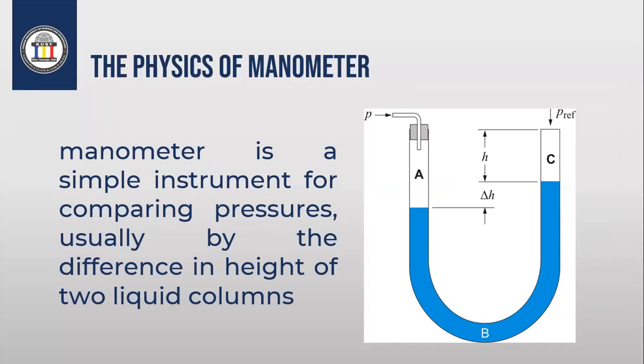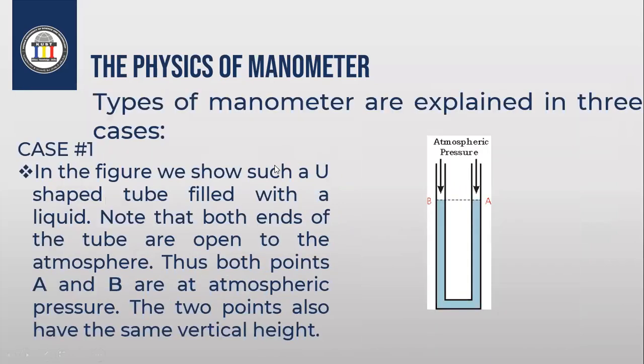A manometer is a simple instrument for comparing pressure, usually by the difference in height of two liquid columns. You have this liquid, and you have two columns, this column and this column. By comparing the lengths between them, you will measure the pressure between them, and you will understand how to do it.